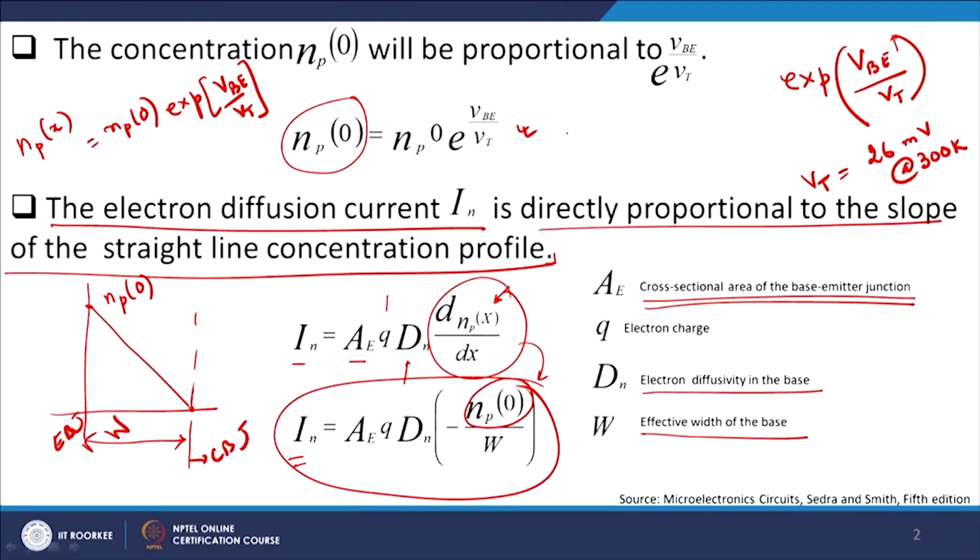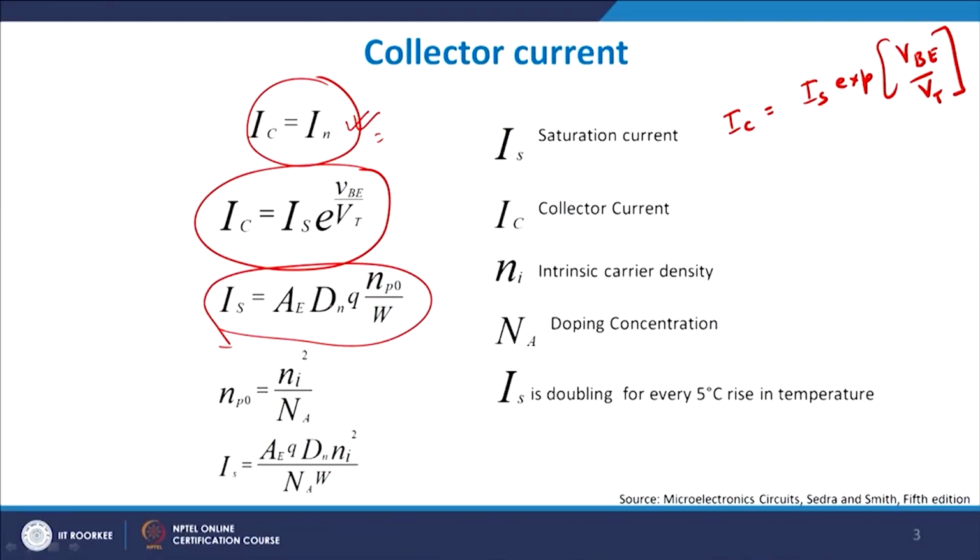If you look at the previous slide, you see you have a negative sign here. The reason is that the concentration starts to fall as you move from x equals 0 to x equals W. So, there is a decrement in the concentration, and as a result it is a negative value which has been shown there. Now, as you can see here, IS is given by this formula, because I just replaced IS by AE dN Q NP0 by W, again assuming zero charge carriers at the collector base junction.